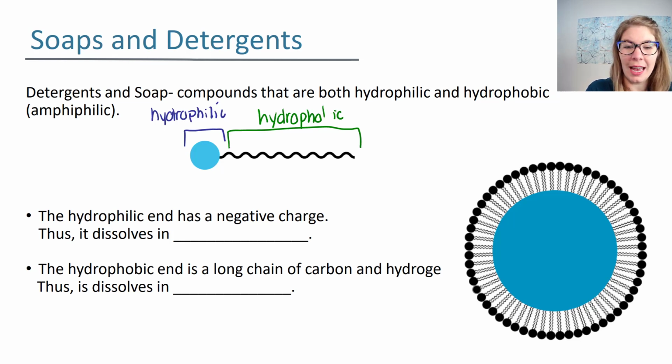The hydrophobic end is all carbon and hydrogen. That's why it's hydrophobic, because it's nonpolar. The hydrophilic end usually has a negative charge, so it's usually some kind of ion. And the hydrophilic end that has a negative charge, it's polar. It's as polar as you can get. Ions are as polar as you can get.